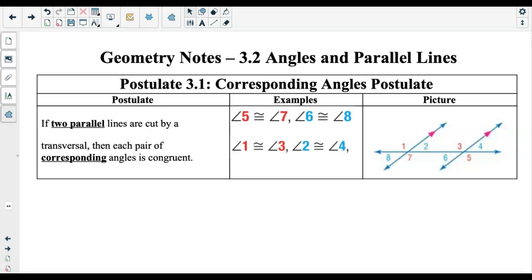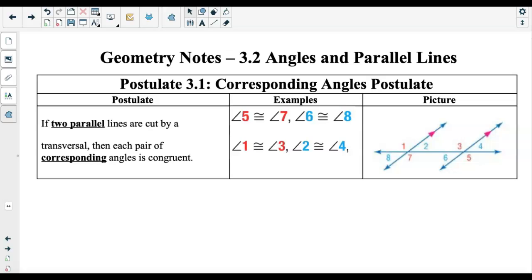Now that we've talked about the angle relationships, we're going to see how they are related in terms of measure. So today we're going to be just going back and looking at those angle relationships and then finding out some things about how they're related.